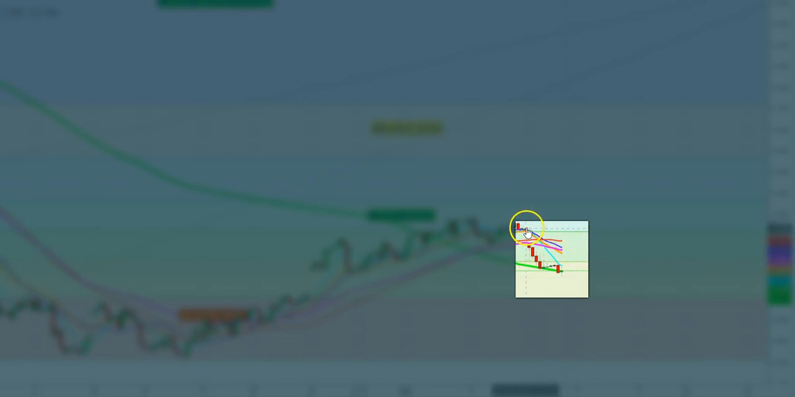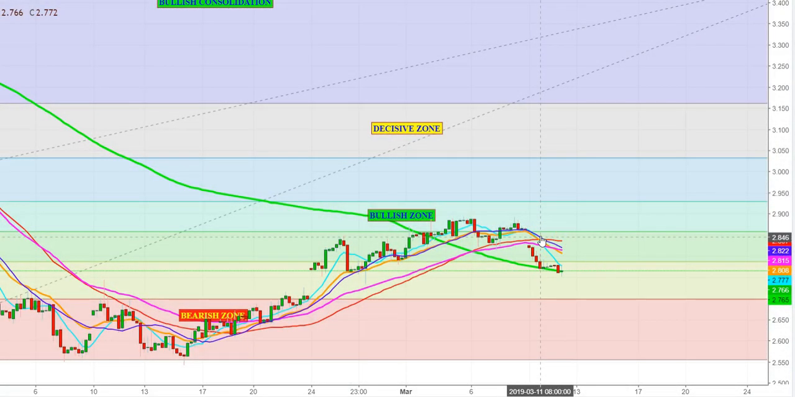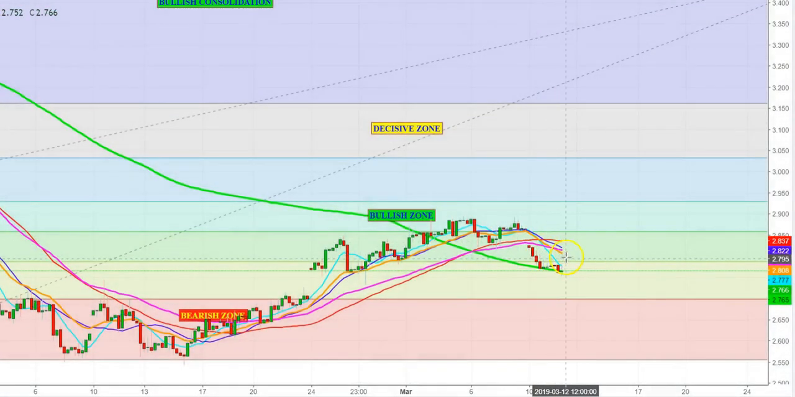But the current position of the moving averages is creating some pressure on the natural gas futures prices, as here you can see that the 20 days moving average is still above the 20 days exponential moving average, and the 50 days moving average is currently above the 50 days exponential moving average, which keeps the natural gas futures under some pressure.